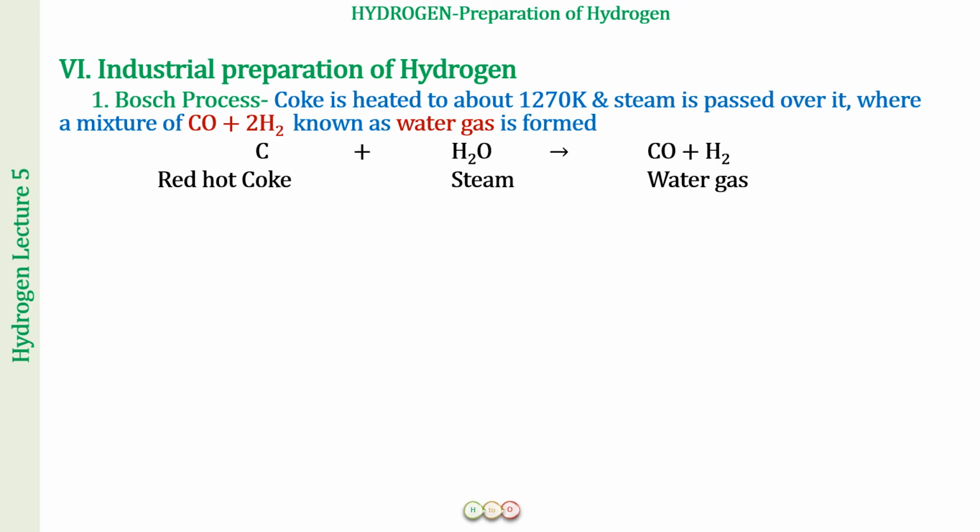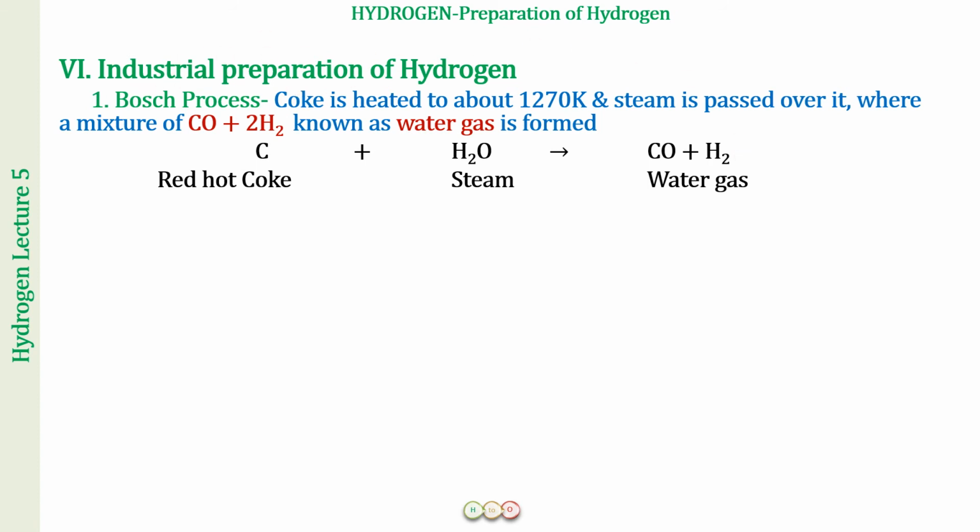So the reaction is carbon in the form of red hot coke plus steam giving us a mixture of carbon monoxide and hydrogen, which we call water gas. Now, what is the basic purpose of this reaction? What are we preparing? We are preparing hydrogen. So what we want is a maximum yield of hydrogen. We are preparing hydrogen on a commercial scale.